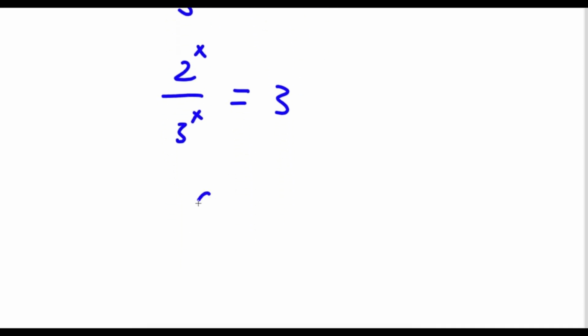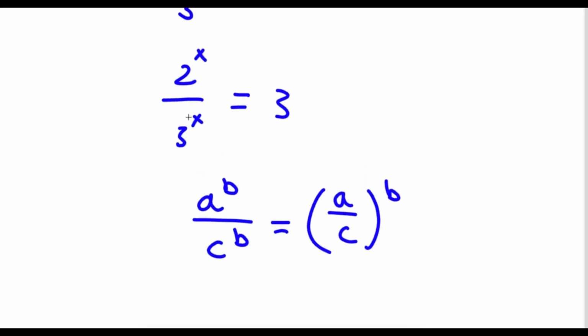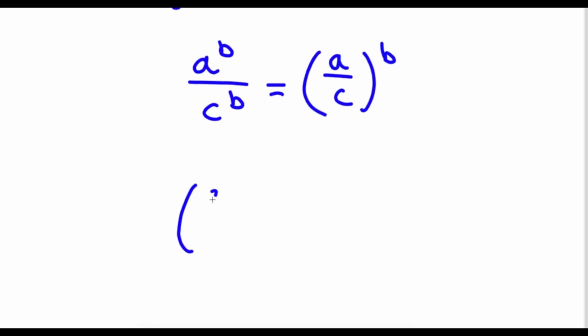Now, if I have something in the form a to the power of b over c to the power of b, this is the same thing as a over c to the power of b. So 2 to the power of x over 3 to the power of x, that's going to equal 2 over 3 to the power of x. This is equal to 3.